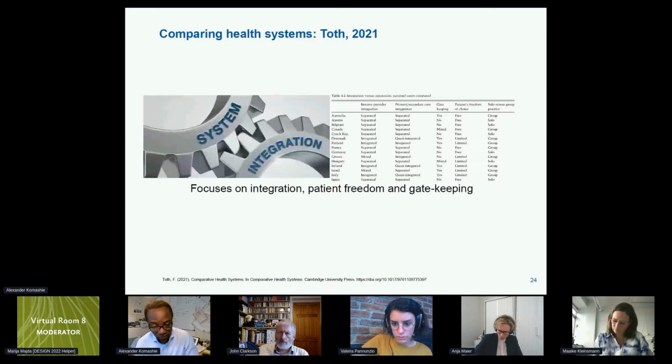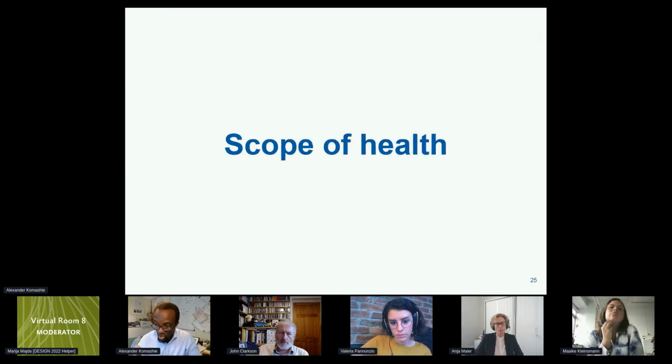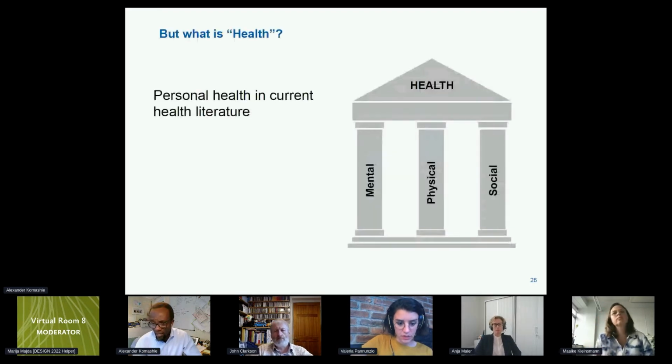But the question for this session is that as engineers, when we think about health systems, what do we mean? And how do we design what we think a health system is? To explore this further, we mentioned the scope of health, what is included. Very often the literature portrays 3 key elements of what is called health: mental, physical, and social well-being, at least from the WHO perspective.